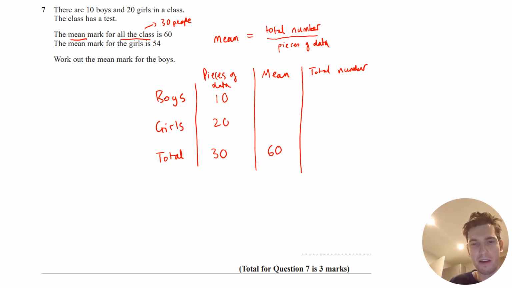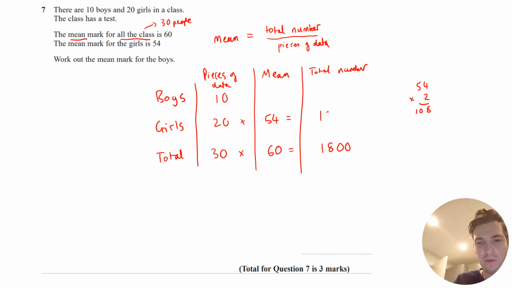Okay, so if I'm told the mean mark for the whole class, to find the total number of marks, I'm going to do 30 times by 60, which is 1,800. So that's the total number of marks. And then for the girls, the mean is 54. So again, I'm going to multiply. And 54 times by 20 is 1080.